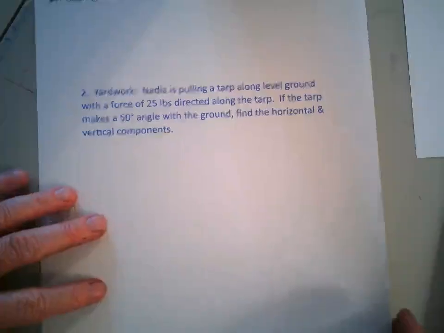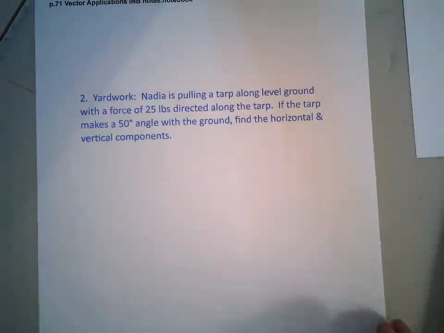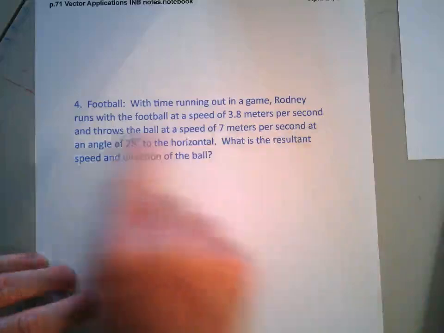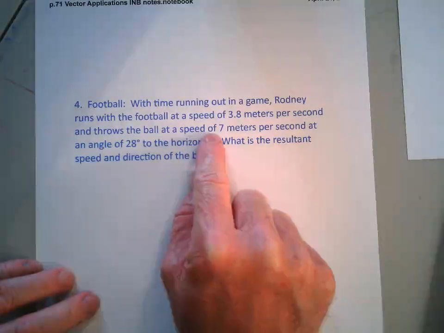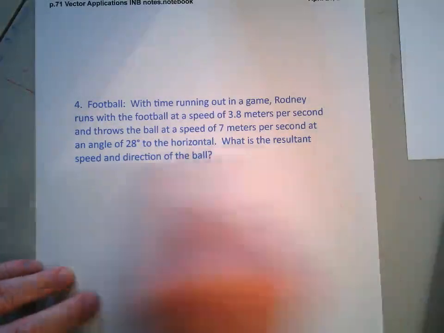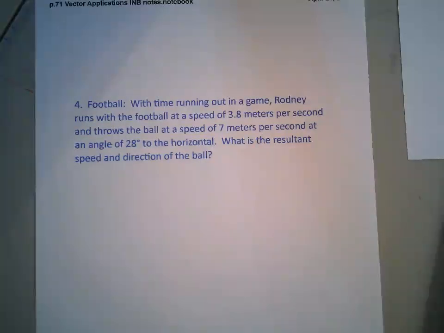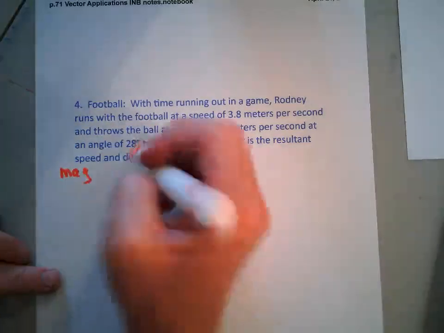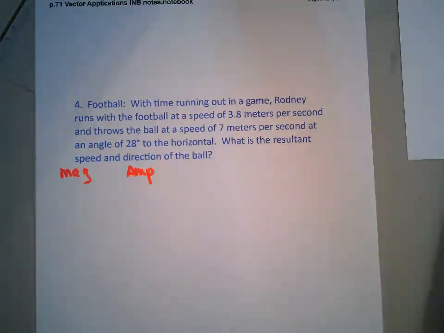Let's look at a real word problem. That's pretty similar to the one that we just did. With time running out in the game, Rodney runs with a football at a speed of 3.8 meters per second and throws the ball 7 meters per second at an angle of 28 degrees to the horizontal. What is the resultant speed and direction of the ball? When they say speed, that is the magnitude, and this is the amplitude, otherwise known as the direction. So we're looking for two things here.